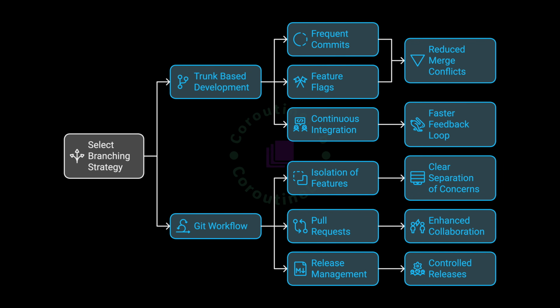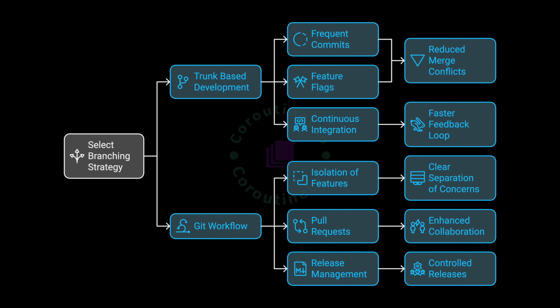Next, let's explore the different branching strategies commonly used in organizations. In software development, selecting the right branching strategy is essential for maintaining a smooth and efficient workflow. The 2 most popular strategies are trunk-based development and Gitflow. Each approach has its own advantages, and the choice between them depends on the team structure and project requirements.